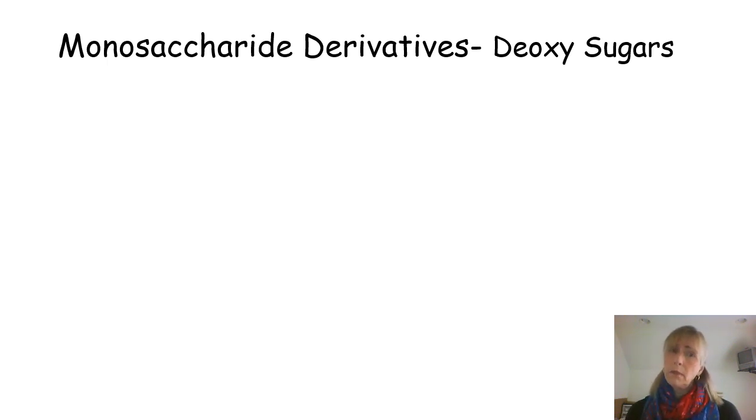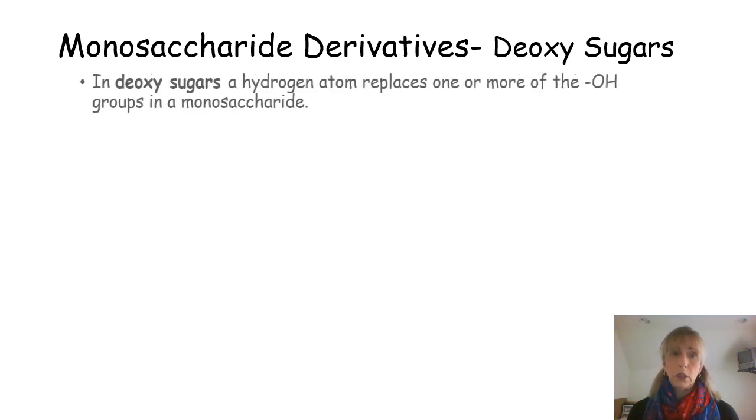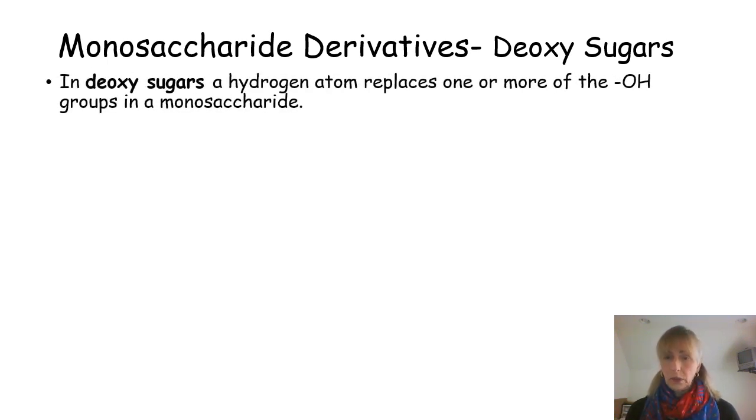Let's look at some monosaccharide derivatives. The first one we're going to look at is something called a deoxy sugar. In deoxy sugars, a hydrogen atom replaces one or more of the hydroxyl groups in a monosaccharide.